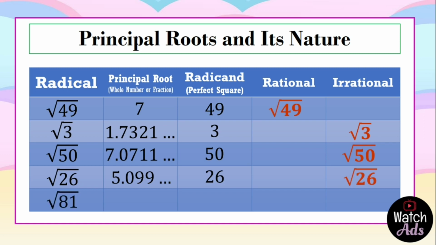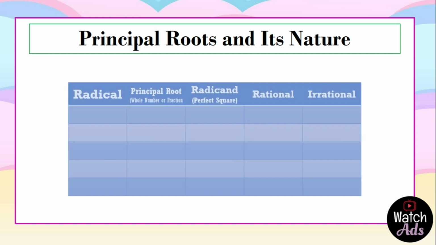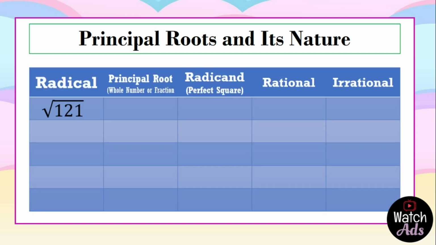The square root of 81. Since 81 is a perfect square and its principal root is 9 and 9 is a whole number, now the square root of 81 is rational. Let's have some more examples. The square root of 121.